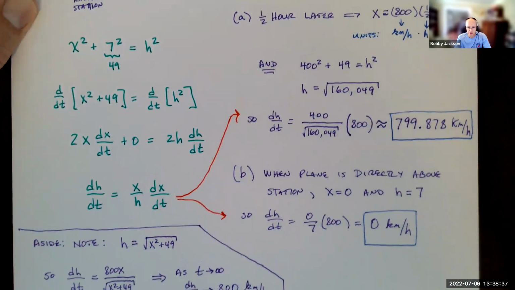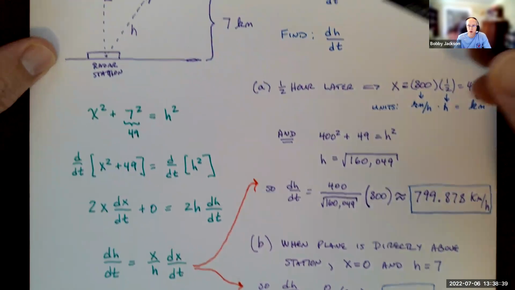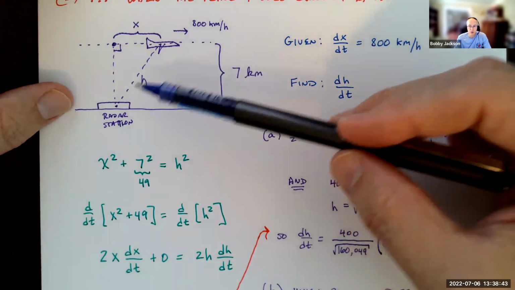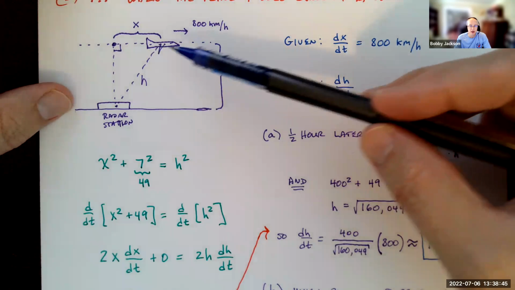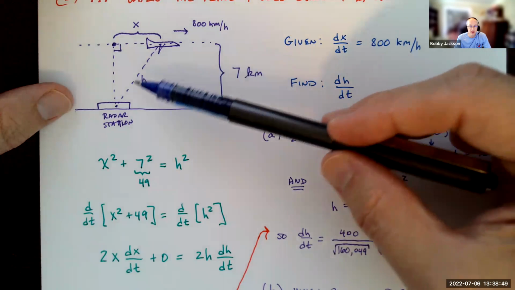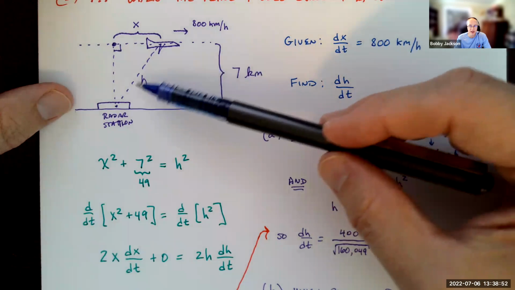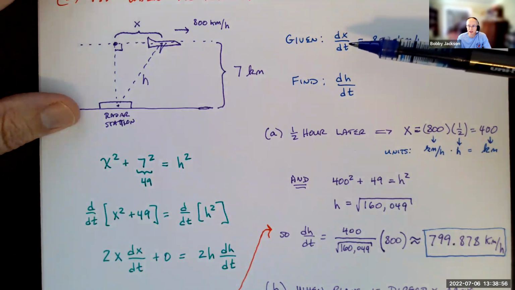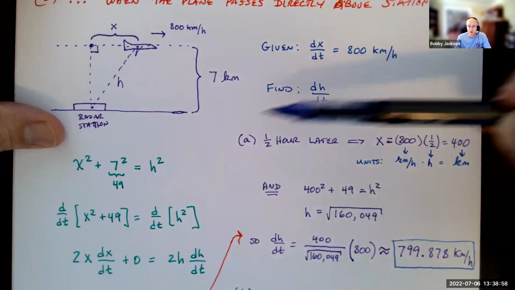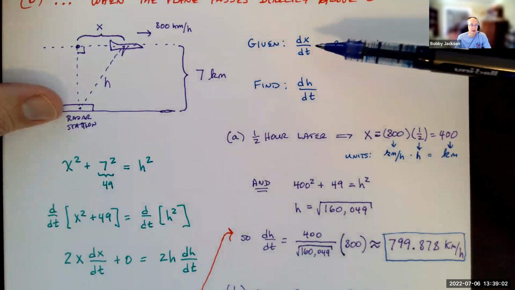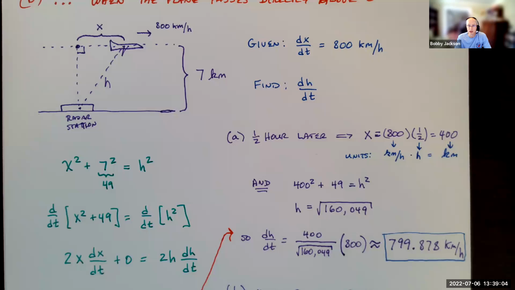You can see how calculus helps you to analyze these problems, and also how radar stations really work and how they can determine the actual speed of aircraft. They can measure this dh/dt, and based on that, they can determine the dx/dt. So this problem is, given dx/dt, find dh/dt. Radar station problems are, given dh/dt, find dx/dt, and it can be done similar to what we did here.